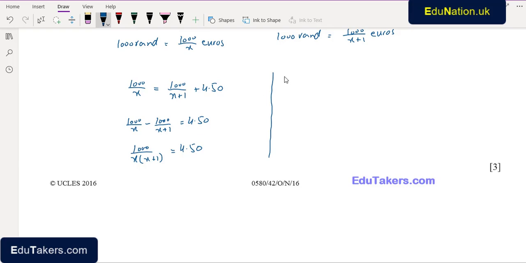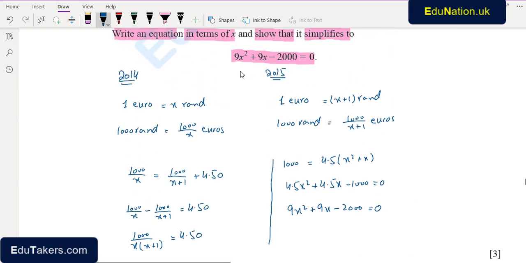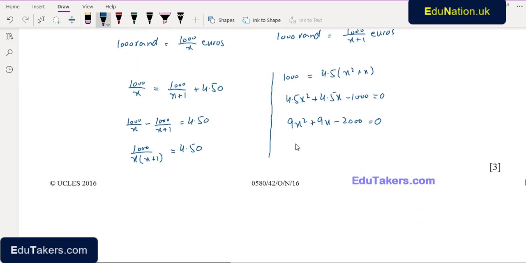Now by cross multiplication, 1000 equals 4.5 into x square plus x. Now 4.5x square plus 4.5x minus 1000 equals 0. Multiplying this whole equation with 2, we will get 9x square plus 9x minus 2000 is equal to 0. So, hence proved.